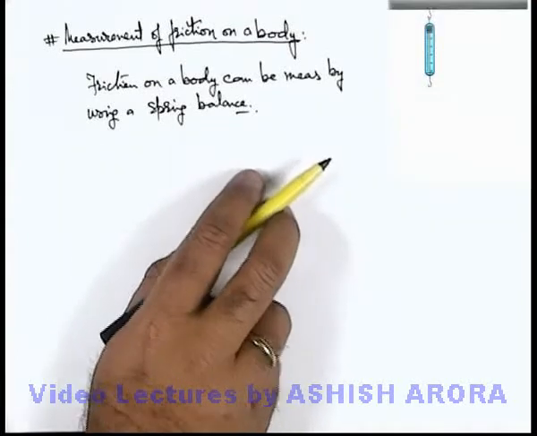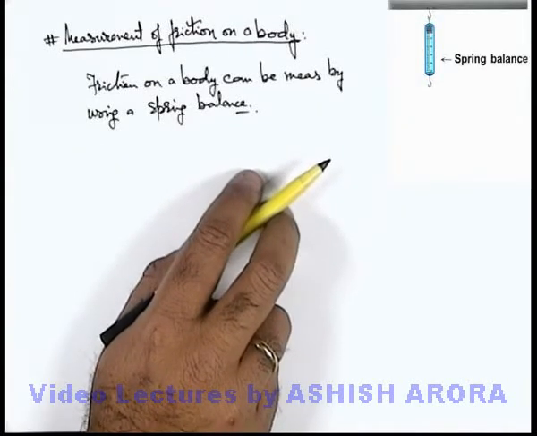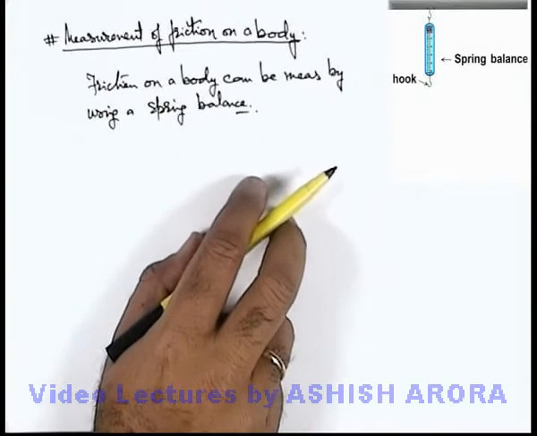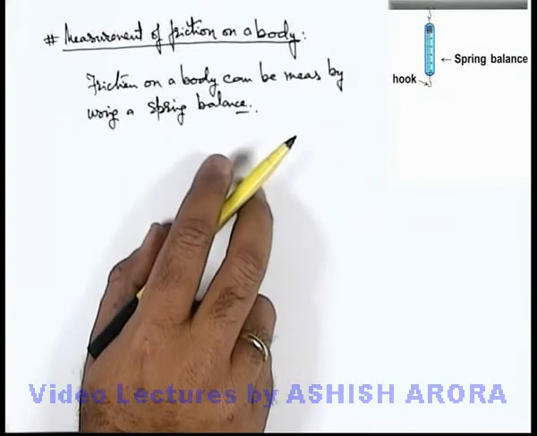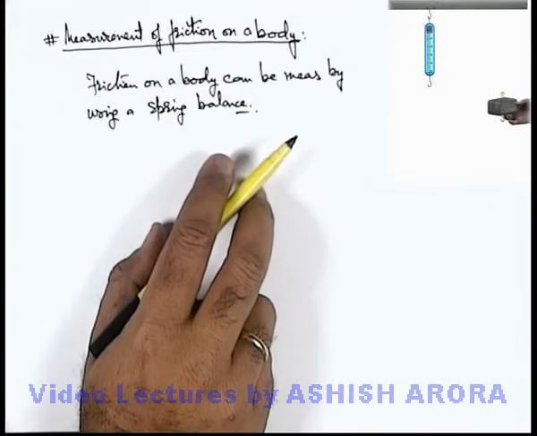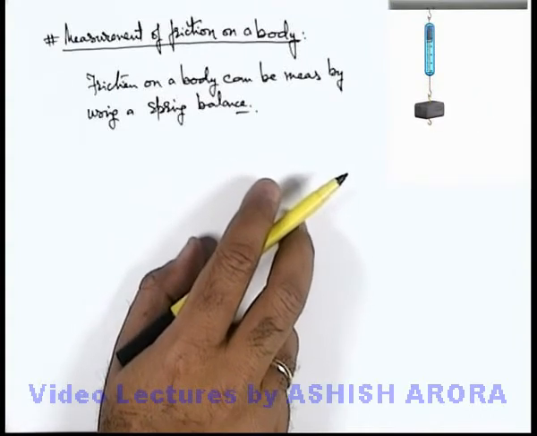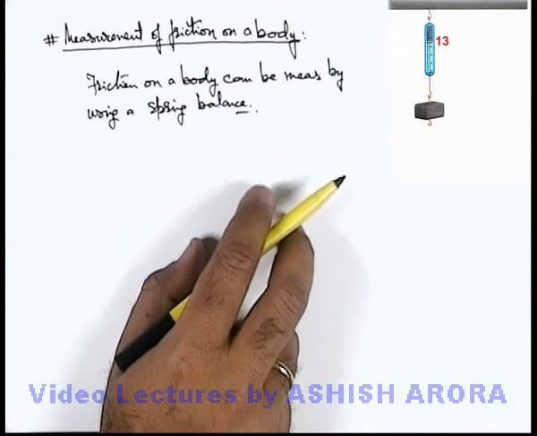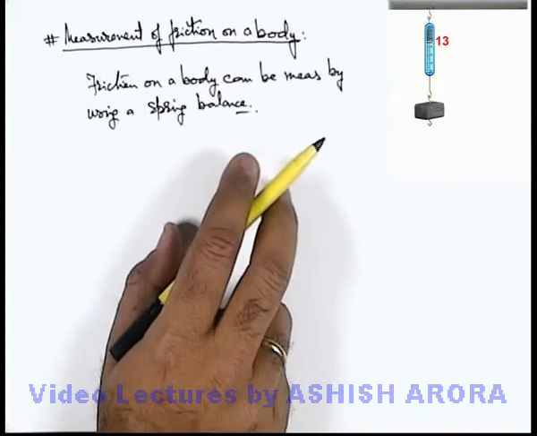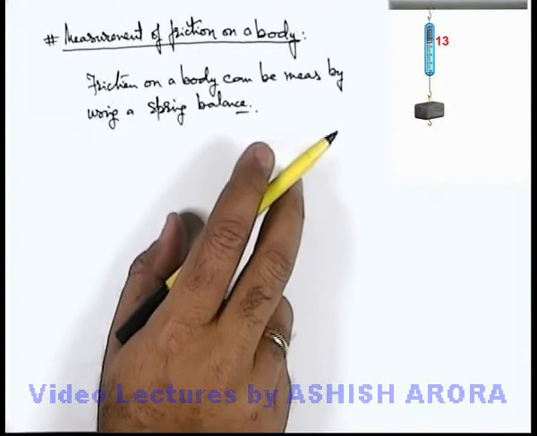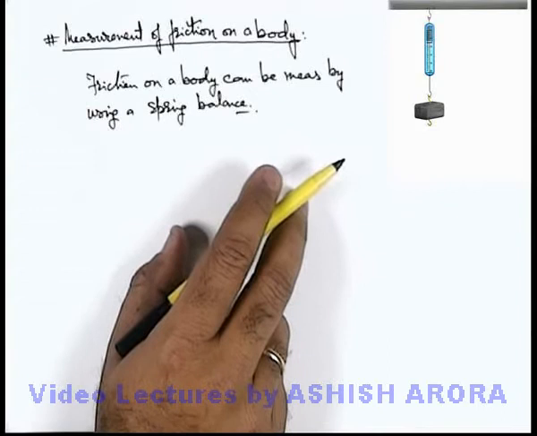Here you can see this is a typical spring balance in which on one side there is a hook and the other side is attached to a rigid support. When some mass is hung on the hook, due to the weight the hook is pulled down and the pointer of the spring balance is also displaced and it shows some reading.